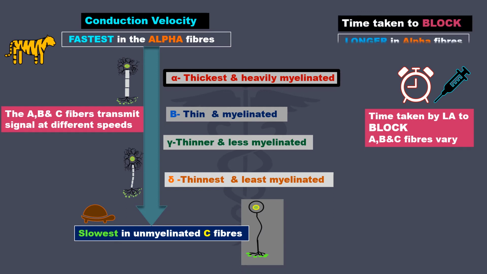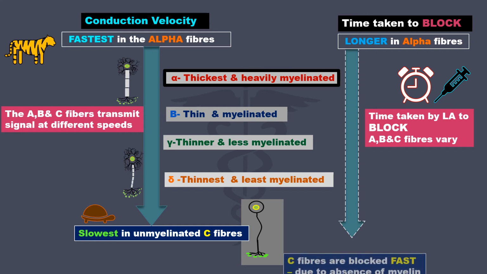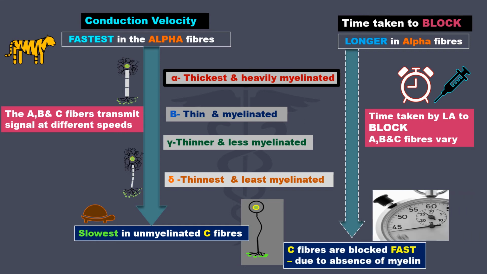The time taken to block these fibers is just the opposite, with longer time being taken to block alpha fibers. And as shown by the arrows, time taken to block beta, gamma, and delta becomes lesser and lesser, with C fibers being blocked fastest due to the absence of myelin.